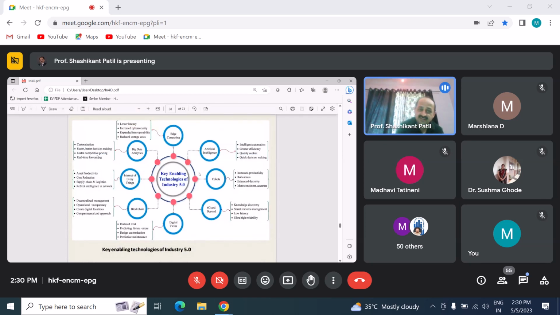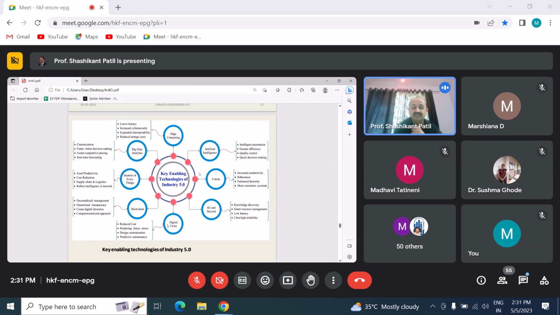So you can see big data analysis. Big data analysis will provide you customization, faster and better decision making, real-time forecasting. Then Internet of Everything's or IIoT, Internet of Industrial Things, that will help you asset productivity. It will help you in cost reduction. It will also help you in supply chain and logistics, and it will also reflect intelligence in work. Then you have blockchain. Blockchain is another technology. It is a very safe, secure technology. It is decentralized management. It is having transparency. It creates digital identities, and it is having computationalization approach, and it is very secure. One of the most secure technology.